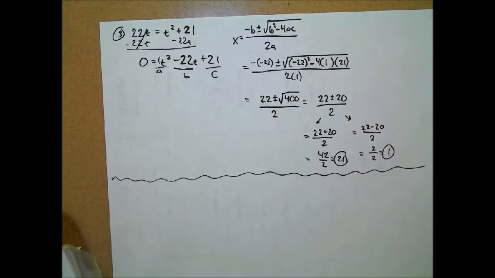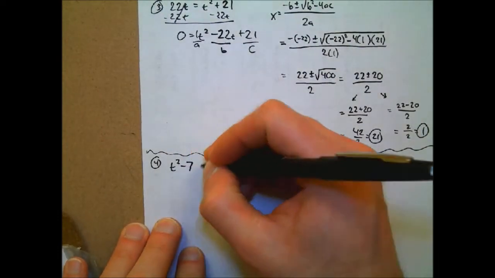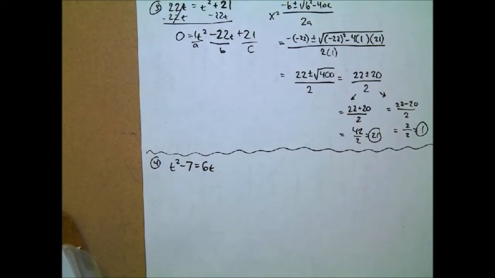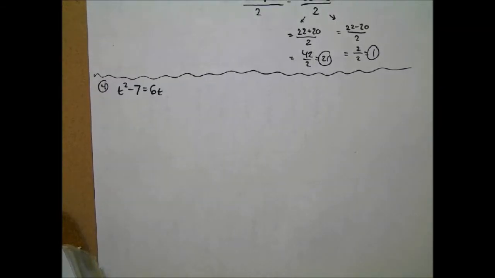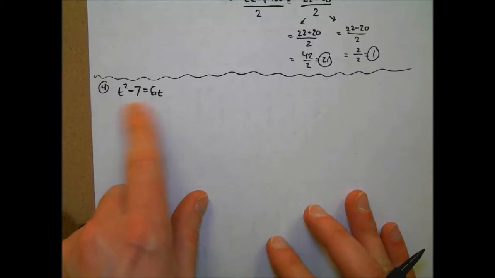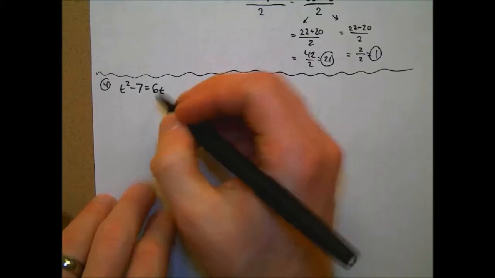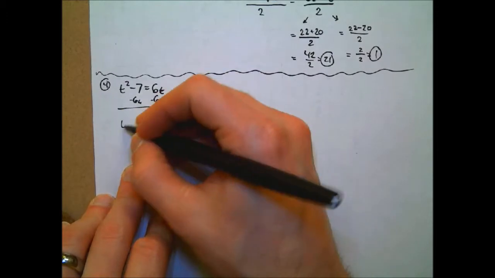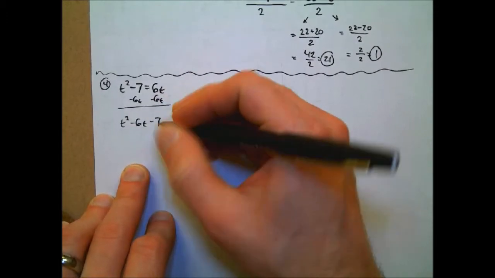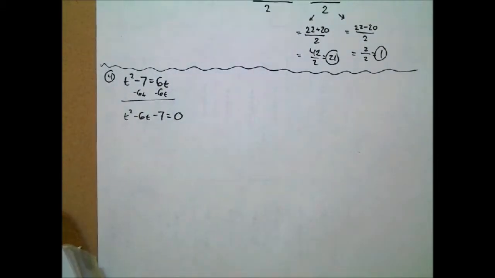Let's go to number 4. Number 4 is t squared minus 7 equals 6t. T squared minus 7 equals 6t. All right. So first of all, is this in the correct format for us to do quadratic formula? No. What do we need to do to both sides? Yeah, we'll subtract the 6t over. Okay, so we get t squared minus 6t minus 7. I got to be careful because 6t sounds like 60.